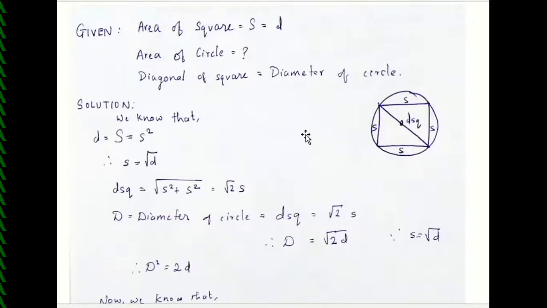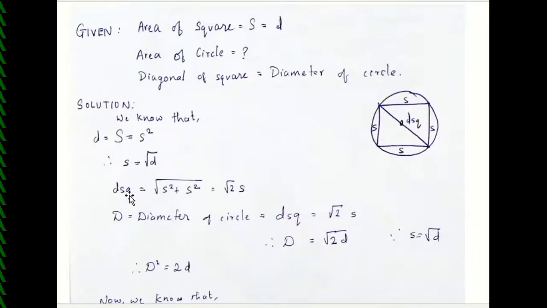Okay, so solution. We know that the area of a square is side squared. I've represented side as small s. The side is equal to root D, that is the root of the area of the square. Next I'm taking dsq, that is the diagonal of the square. According to a formula, you must be knowing it, right? This is a Pythagoras formula too. The diagonal squared is equal to side squared plus side squared.